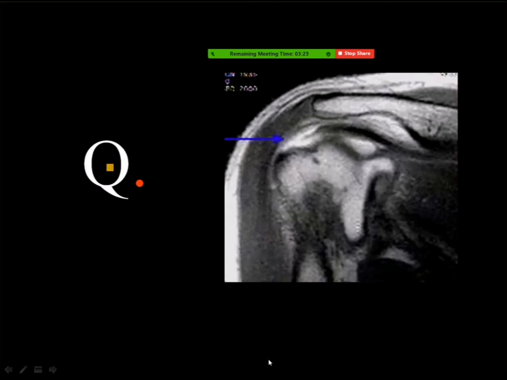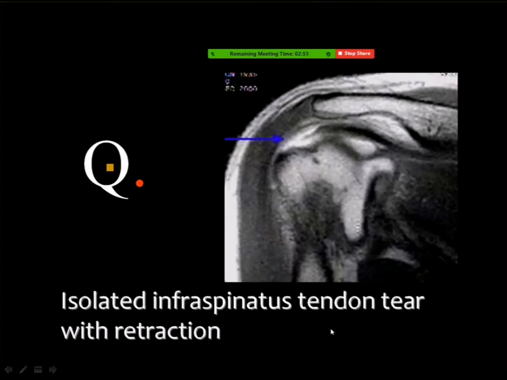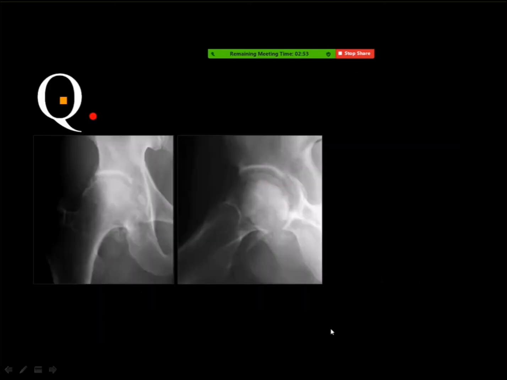I think this is a complete rupture of the infraspinatus. Yes, very good. This is the spine of the scapula, and this is the characteristic inferior protrusion. Then this tendon will be the infraspinatus tendon, and you got high signal, and the tendon is not reaching the greater tuberosity, meaning that there is full thickness rupture of the infraspinatus tendon. Very good. And here is the X-ray of the hip joint in the frontal and the lateral view.